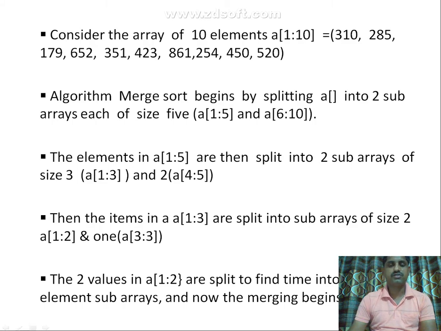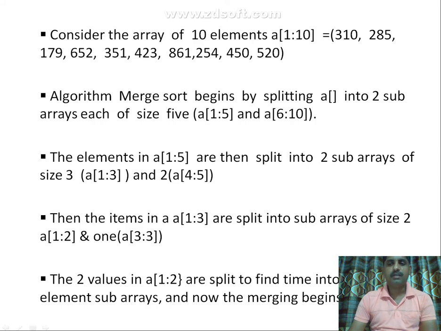The algorithm merge sort begins by splitting A into two subarrays, each of size 5, that is A[1:5] and A[6:10]. So there are two splittings: A[1:5] is one part and A[6:10] is the other part. First we go for A[1:5].